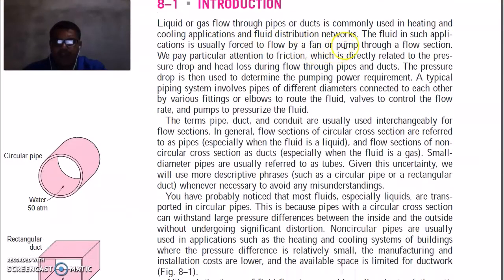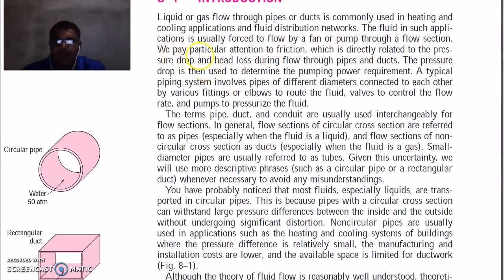Liquid or gas flow through pipes or ducts is commonly used in heating and cooling applications and fluid distribution networks. The fluid in such applications is usually forced to flow by a fan or a pump through a flow section. We pay particular attention to friction, which is directly related to the pressure drop and head loss during the flow through the pipes and ducts. The pressure drop is then used to determine the pumping power requirement.